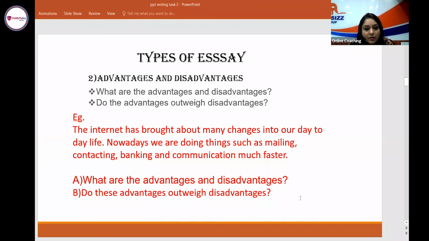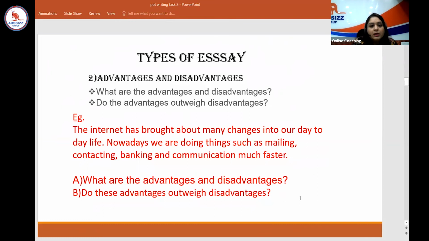The second part of this is, do these advantages outweigh disadvantages? Meaning, do you think that advantages are far better than disadvantages? So again, you have to follow the 80-20 ratio here. Meaning whichever side you agree with, you have to write that part with an 80% stand, and 20% you have to go to the opposite stand.